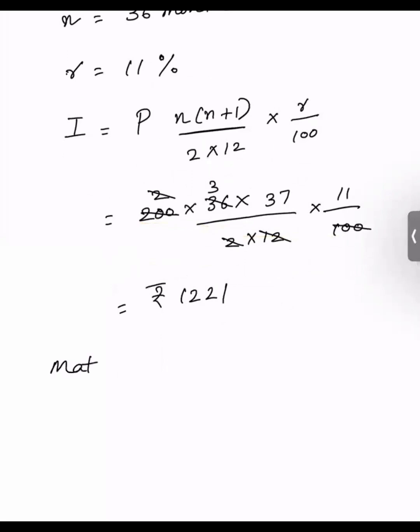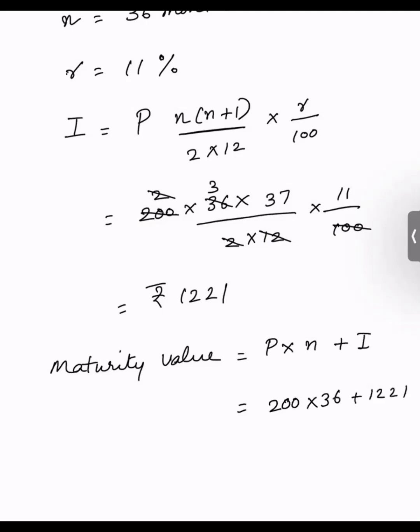Now, what is going to be the maturity value? Because they have asked, find the amount she gets on maturity. So what is the maturity value or maturity amount? Maturity amount is P into N plus I. What is P? P was 200. And how many months? 36 months. What is the interest? 1221. Just add this: 7,200 plus 1,221 would give you rupees 8,421. 8,421, right here.